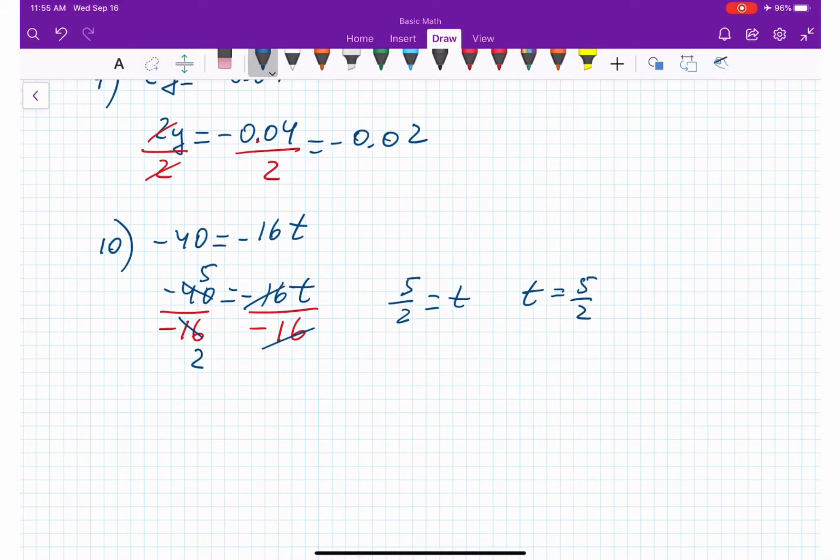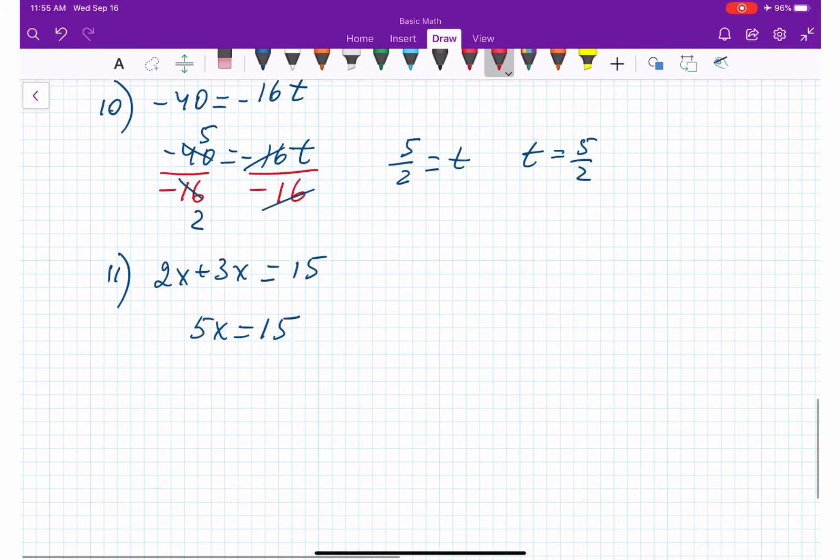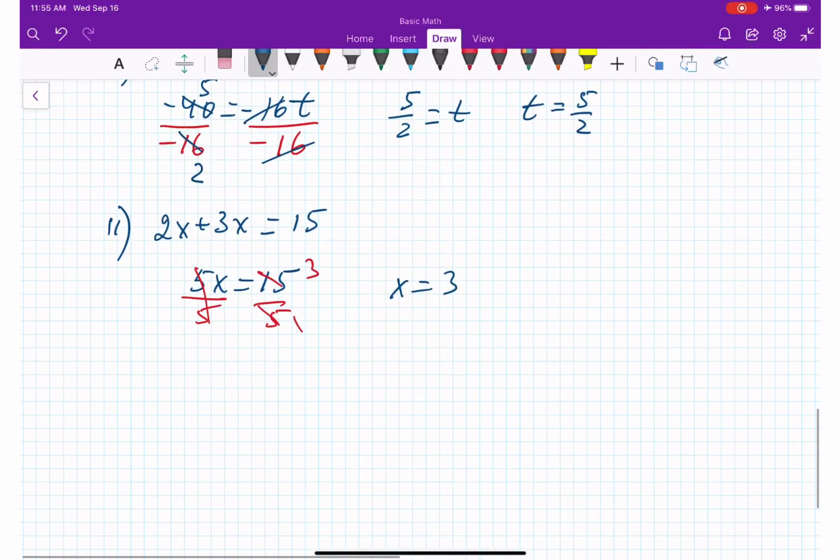Question number 11. 2x plus 3x is equal 15. Okay, these are like terms. 2x and 3x will be 5x equal 15. And divide by 5 here, divide by 5 here. This is gone. 15 divided by 5 is 3. X is equal 3.